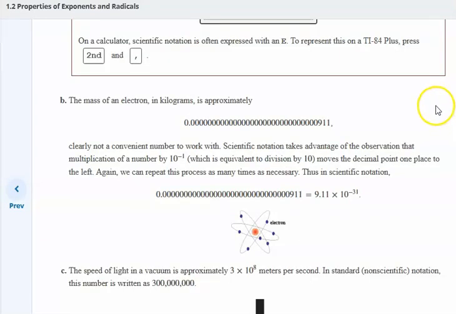And here, this is really, really tiny. How they ever figured it out, I don't know. But the mass of an electron in kilograms is approximately this. So again, we'll just leave that there. And we count until we get to a number between 1 and 10. So that's going to be 9.11 times 10. And how many decimal places did we move it over? Well, they're saying it was 31. But since it was to the right, small numbers, it's going to be a negative exponent. And that's what we see here.